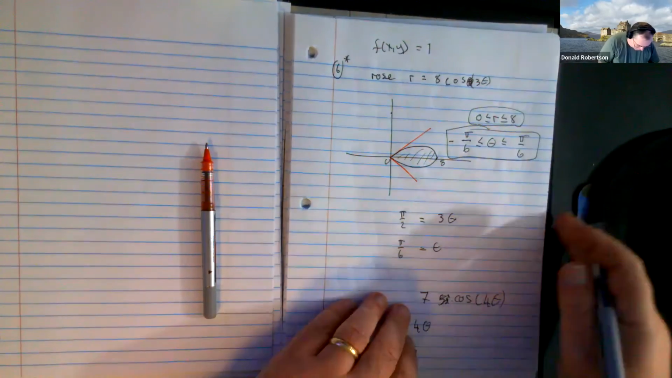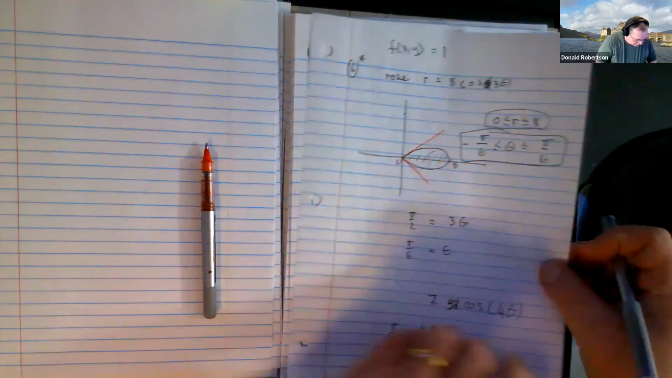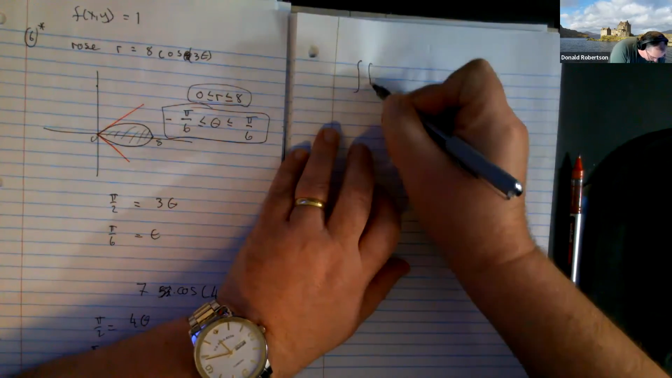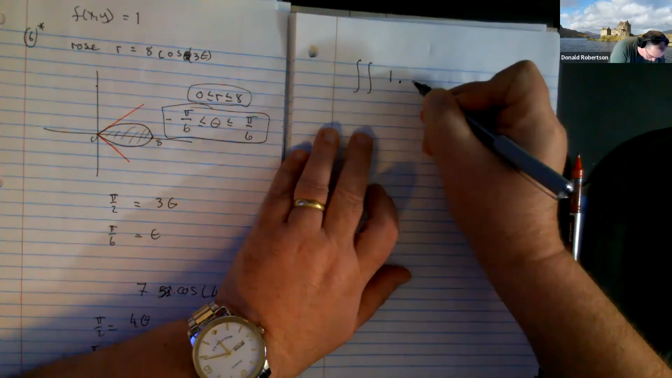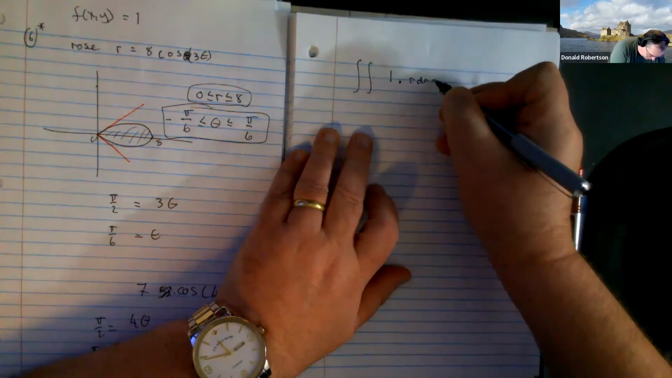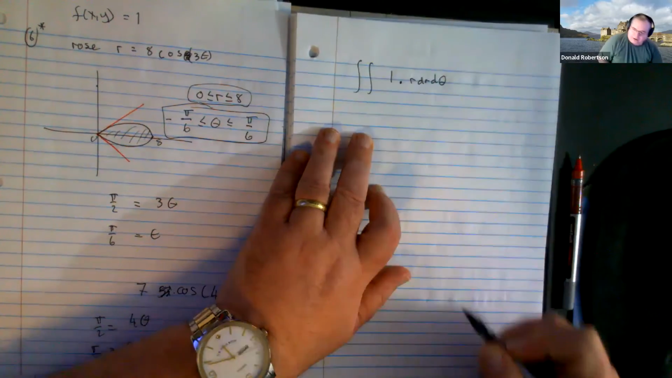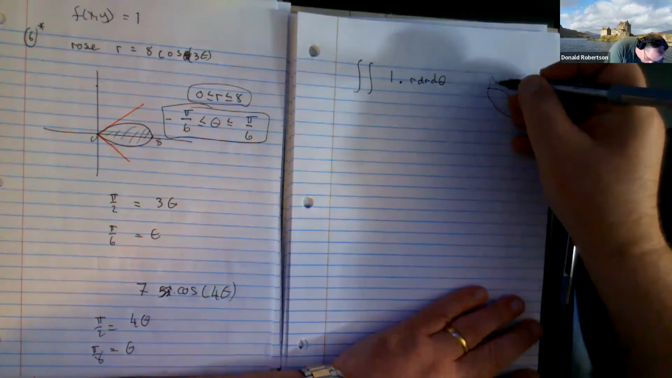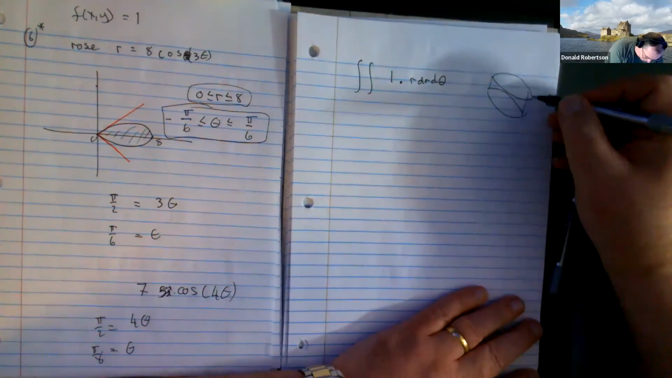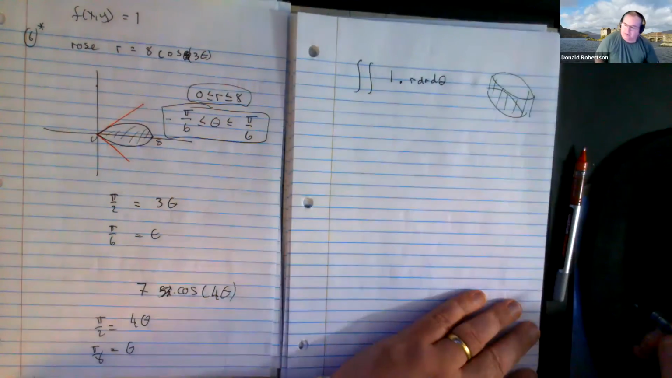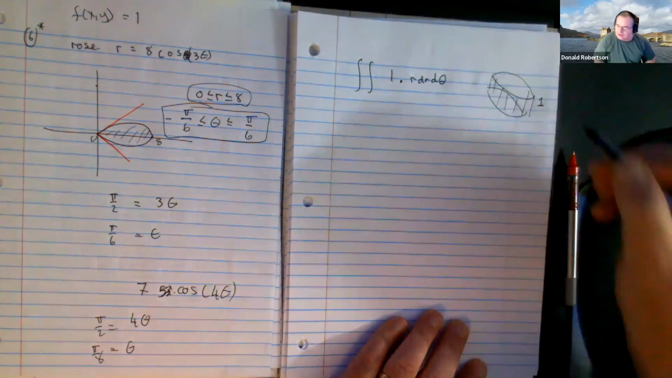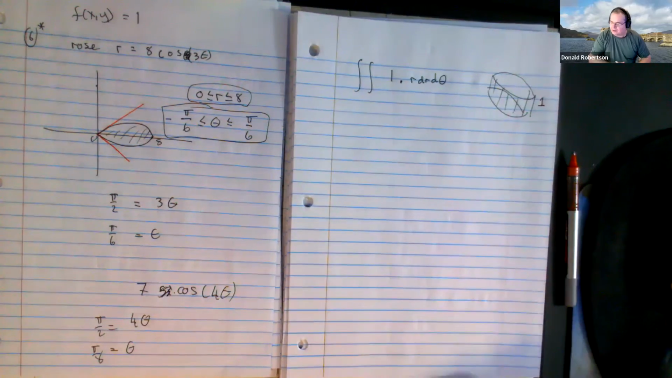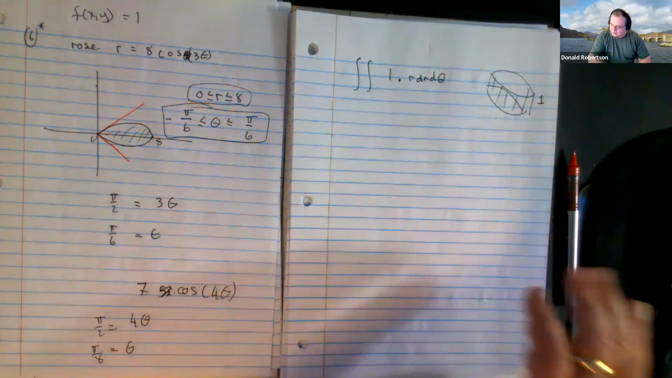Now you want to do the integral. You want to do the double integral that gives you this area. The double integral that gives you this area is just the integral of 1 dr d theta. And my argument for that is that if you imagine this petal being 1 unit high, wouldn't this volume be the same number as the area of the base because the height is 1? Does that make sense? So if you're wondering why that one is there, that's what it is.